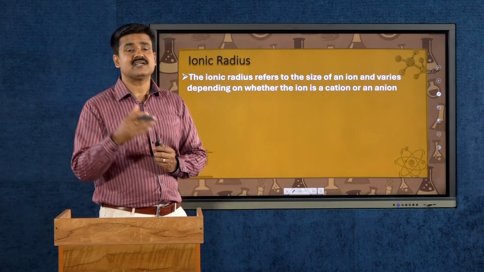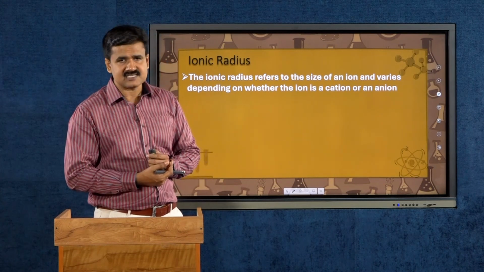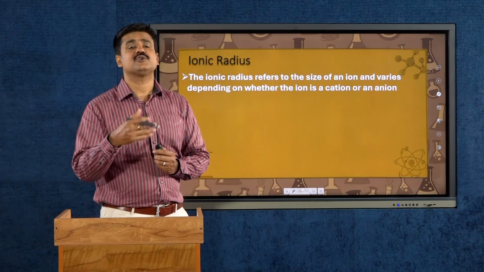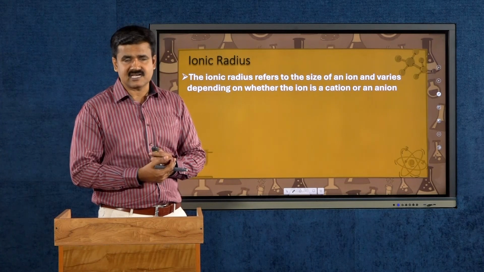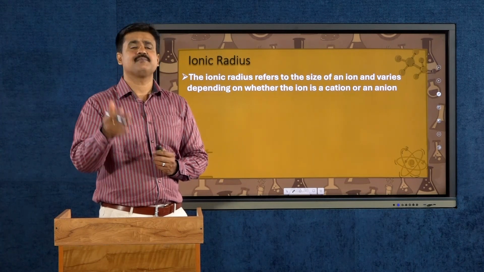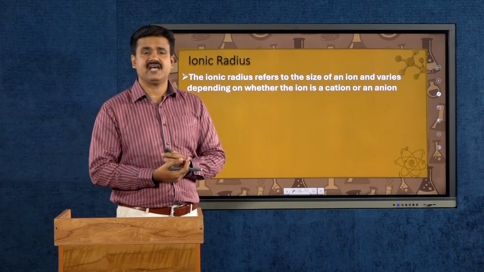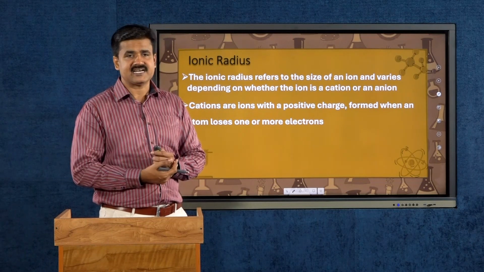Cations are produced by the removal of an electron from a neutral atom, so it is associated with a high nuclear charge, and an anion is formed by the addition of an electron to a neutral atom. So, electronic charge is high compared with the nuclear charge. So, there are two kinds of ions. Na plus is an example for a cation and Cl minus is a nice example for an anion. And we are discussing the cationic as well as anionic radius.